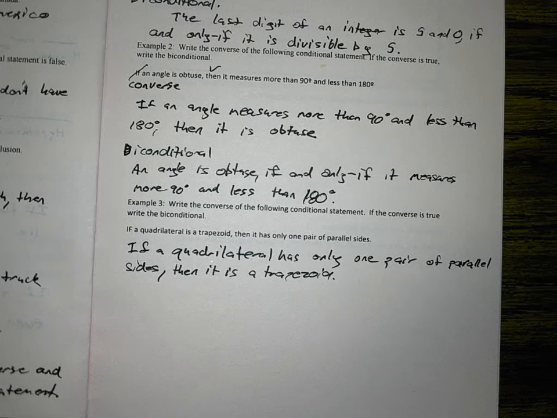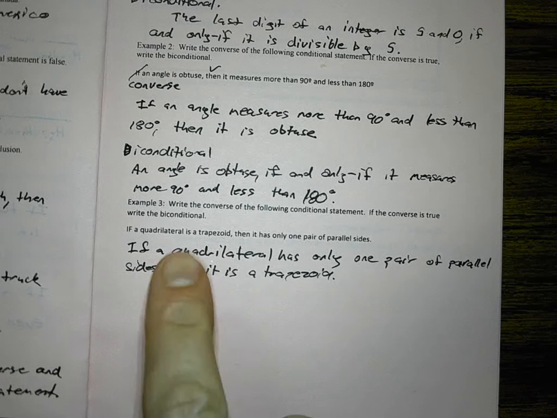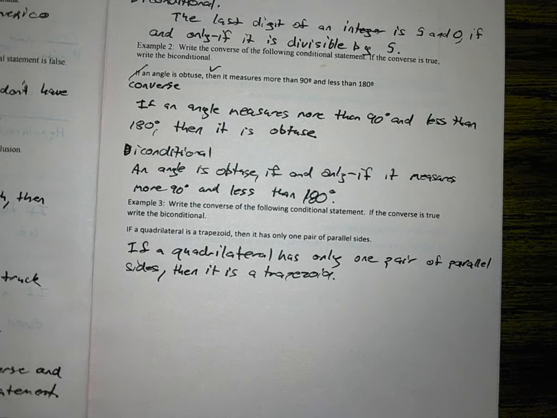So we just went over quadrilaterals. Quadrilaterals are shapes with four sides. We know that a trapezoid, by definition, has one pair of parallel sides. So the original is true. Is the converse true? If I tell you a four-sided figure has one pair of parallel sides, does that make it a trapezoid? The answer is yes. That's by definition what a trapezoid is. These are both true.